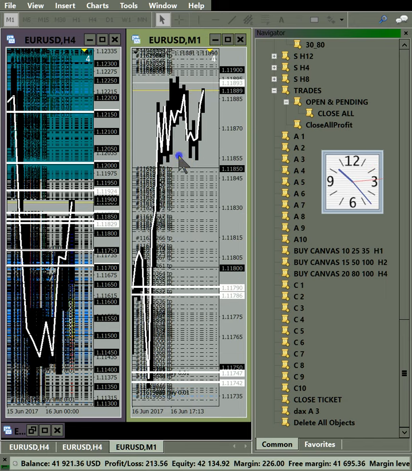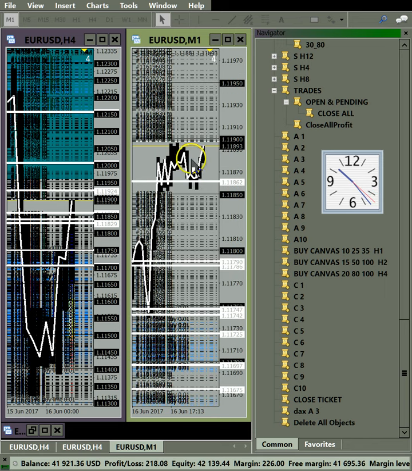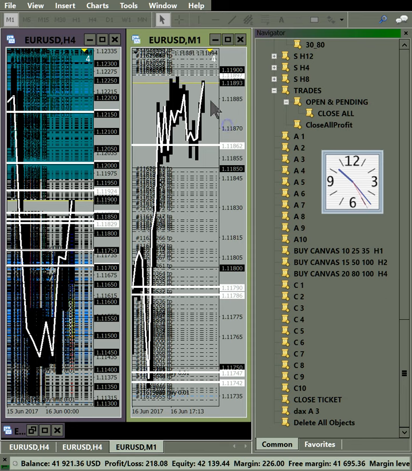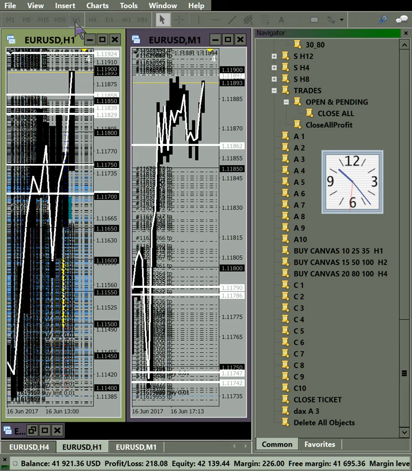Another example of a retest on the 1 minute. You thought you missed out? You could have bought here. You could have added to the position. Now you're just about a tenth of a pip from going higher on the day. Already taken out the high of the day.